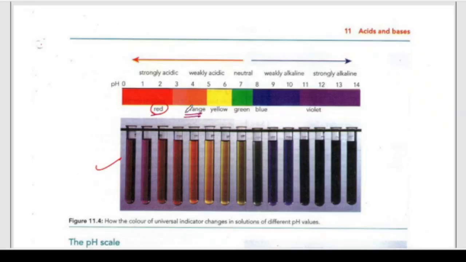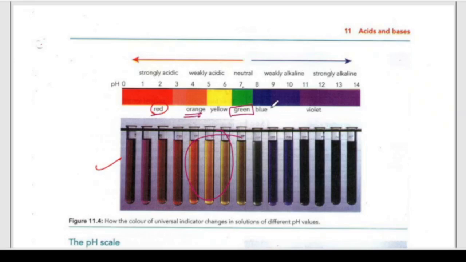You can consider orange as weakly acidic, and the pH range will be 3 to 5. If you get a yellow color, as you can see over here, it is again weakly acidic, and 5 to 6.5 is the pH range for yellow. And if the solution turns green, it means it is neutral. The pH will be 7.